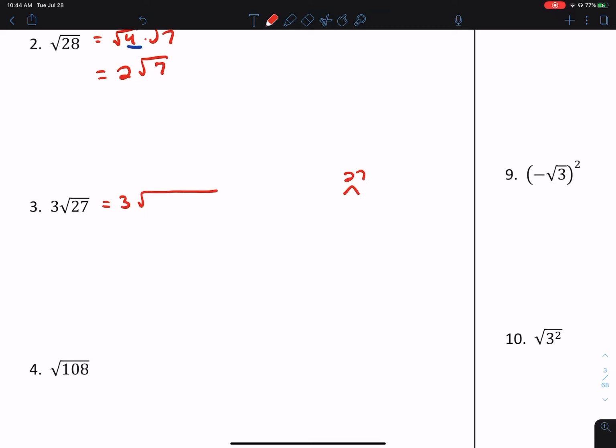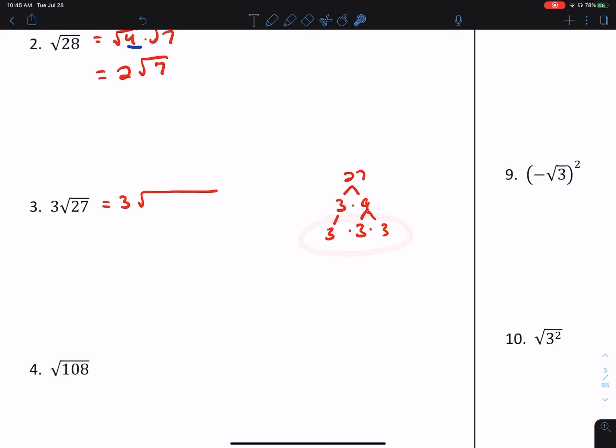27 breaks down to 3 times 9. A factor tree, you keep breaking these numbers down till they're prime. Prime means you only have two factors, one and itself. 3 is prime. Let's bring that down again. 9 breaks down to 3 times 3.